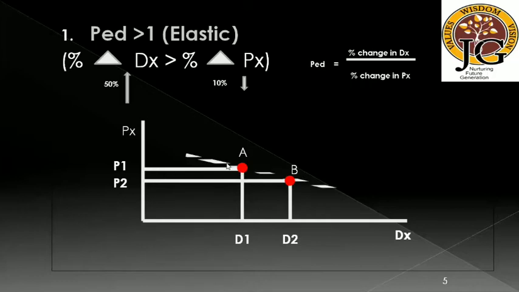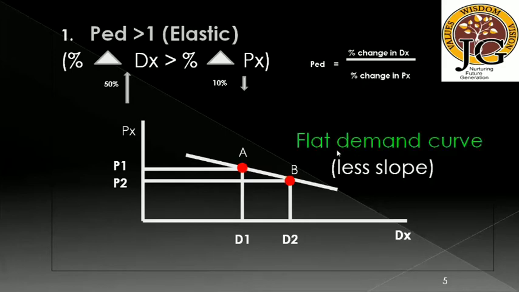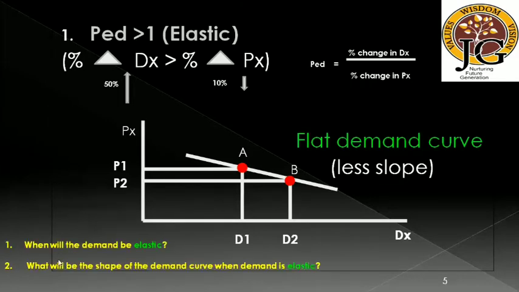So when you join the 2 points, you will get this kind of demand curve, and this demand curve is flat, it means that it will have less slope.